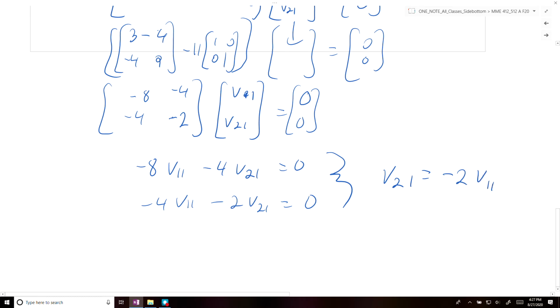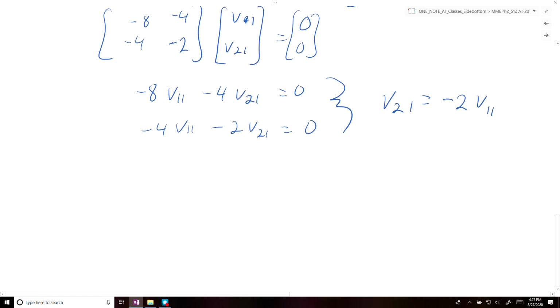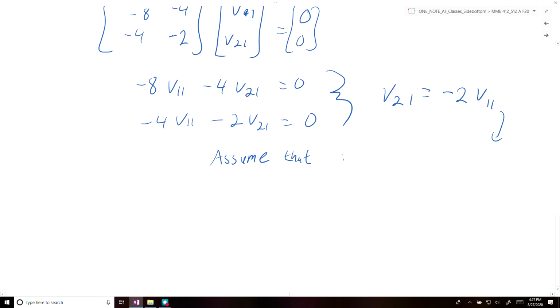To determine our eigenvector, we're going to make an assumption. We assume that v11 is equal to 1. Then, v21 would have to be equal to minus 2 times 1, or minus 2.